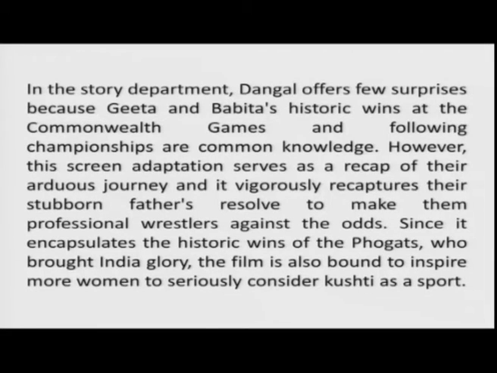This movie review does not stop at commenting on the movie. It goes even a step further. If you look at the last two lines, the film is also bound to inspire more women to seriously consider kushti as a sport. So, the writer here seems to be very confident that this movie is very inspiring and it will have an effect on personal lives as well.